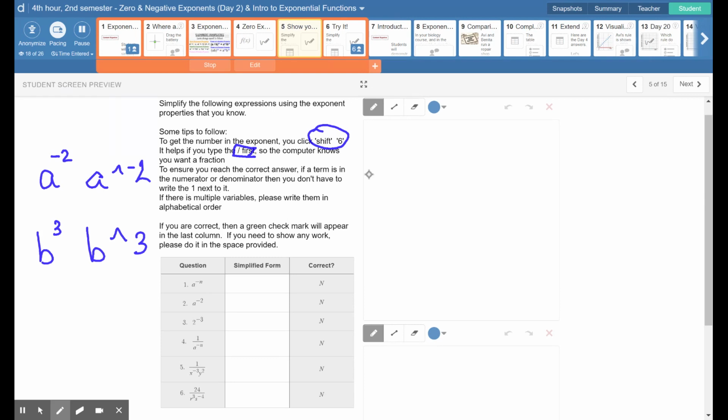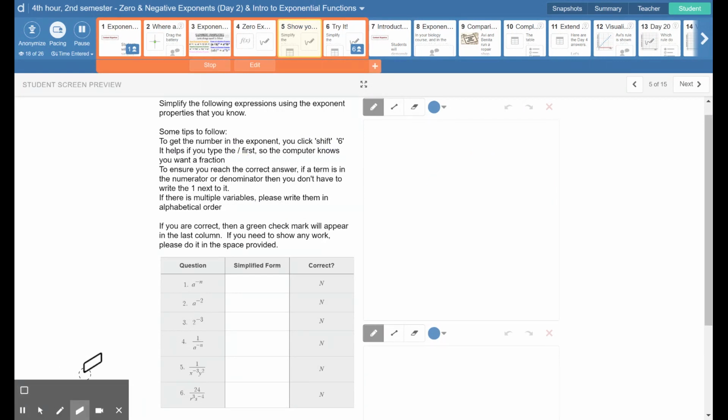Also, please don't write the 1 if you don't need it. So let's say your answer is 1a. For this to mark you correct, the answer just needs to be a. And then if you have more than one variable, please put it in ABC order. So the negative exponent property tells us that we can't have negative exponents. So if the negative exponent is in the numerator, we have to move it to the denominator. And if the negative exponent starts out in the denominator, we need to move it to the numerator.